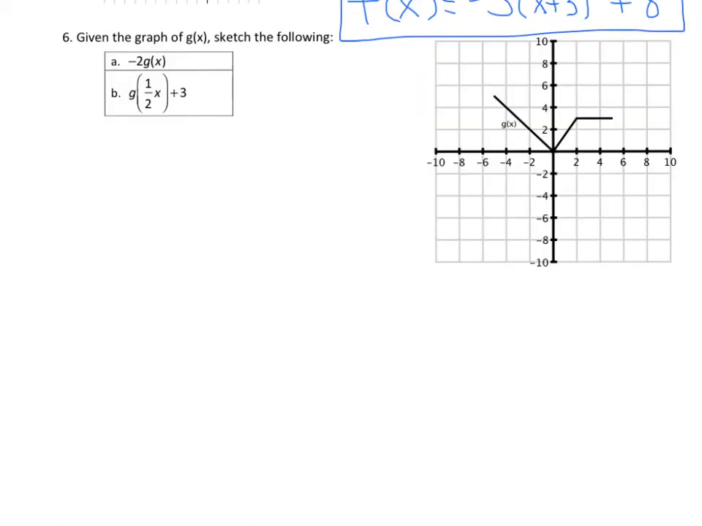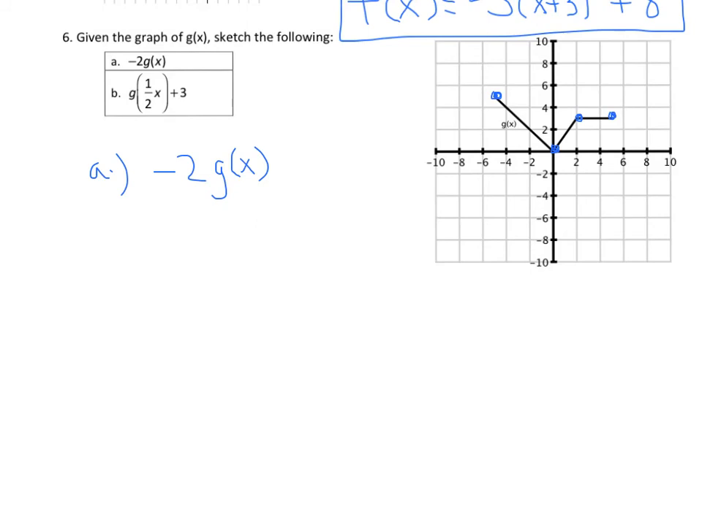In this last example, we are applying 2 different transformations to this graph. So if we think about the points that we're starting with, it looks like we have the points negative 5, 5, 0, 0, 2, 3, and 5, 3. Our first transformation for part A is negative 2g of x.